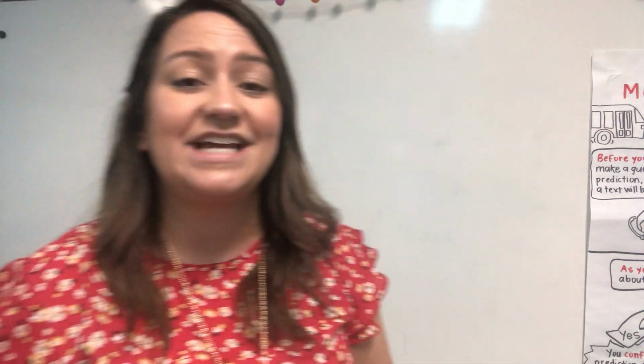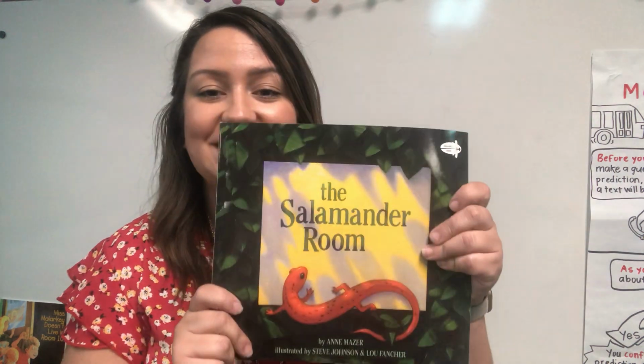In the next lesson, you are going to hear a poem and you are going to have to draw a picture of what you think is happening in the poem. So you're going to use that poem to create that mental image, and then you're going to make an illustration telling us what you think is happening in the poem. But that's The Salamander Room.